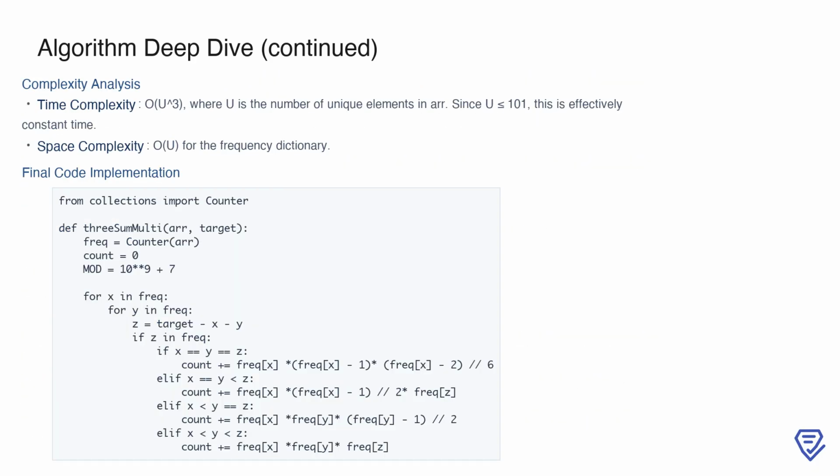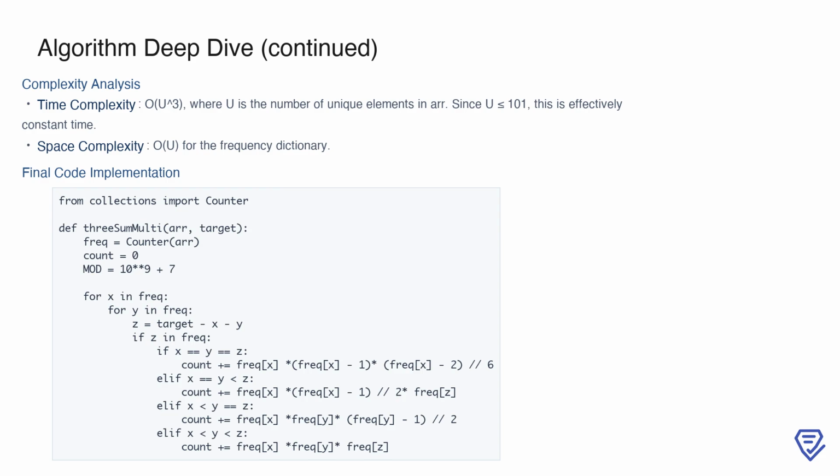Let's analyze the complexity of the algorithm. The time complexity is O(U^3), where U is the number of unique elements in the array. Since U is at most 101, this is effectively a constant time operation relative to the size of the input array. The space complexity is O(U), because we store the frequency of each unique number in the frequency dictionary. With these optimizations, the algorithm is both time efficient and memory efficient.